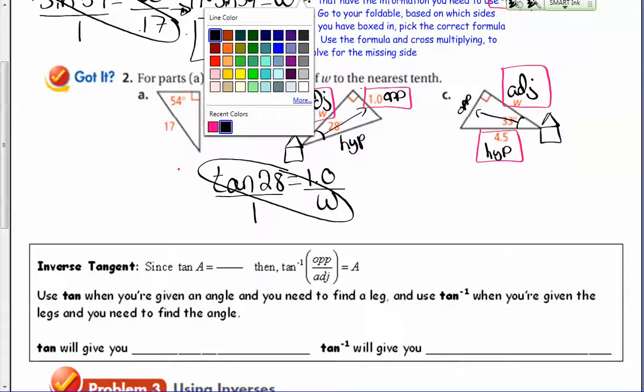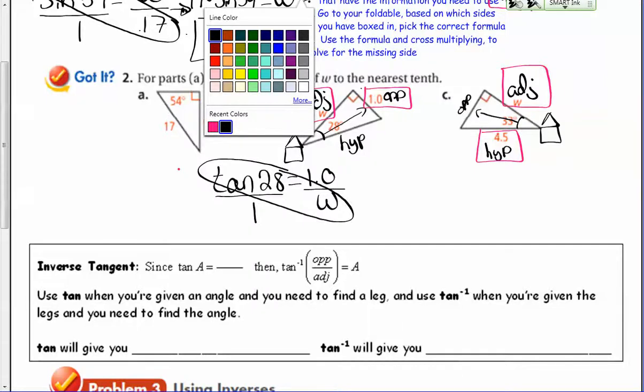Alright, I'm going to go to my foldable, and I'm going to be looking for the formula that goes with hypotenuse and adjacent. So go to your foldables and look for who goes with hypotenuse and adjacent: sine, cosine, or tangent. All right, as you looked, you should have found that it's the cosine function that goes with this.